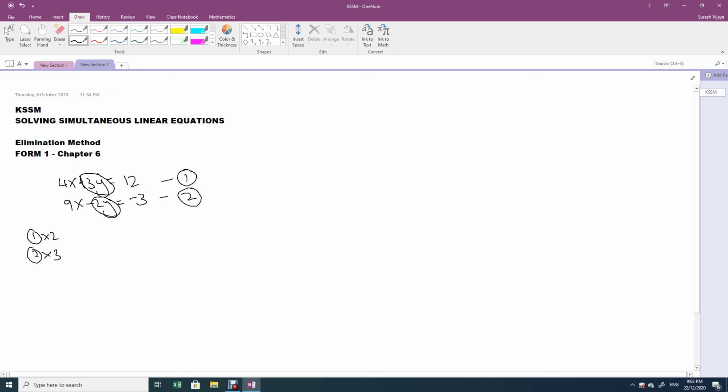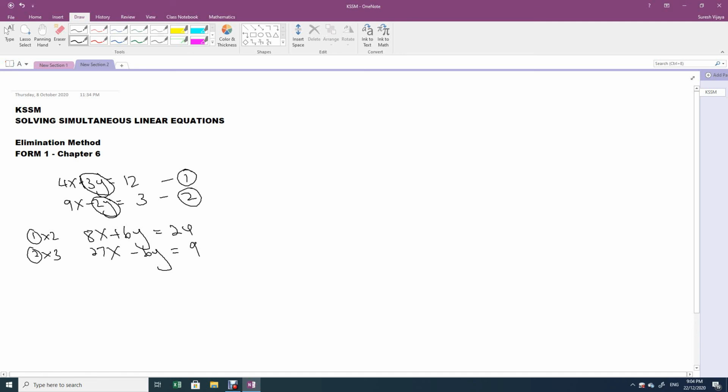So when equation 1 is multiplied by 2, we will have 4x times 2 will be 8x, plus 6y, equals 24. And we have equation 2 times 3, so 9x times 3 will be 27x, minus 6y equals minus 9. Okay, so how do we solve this?